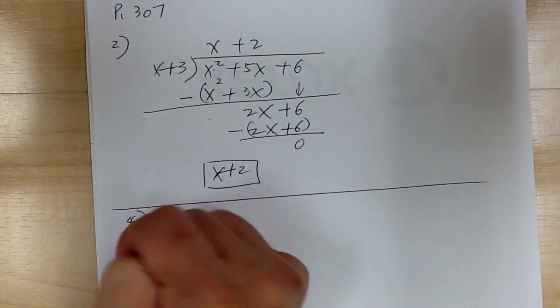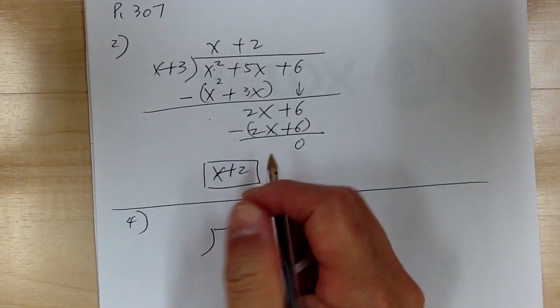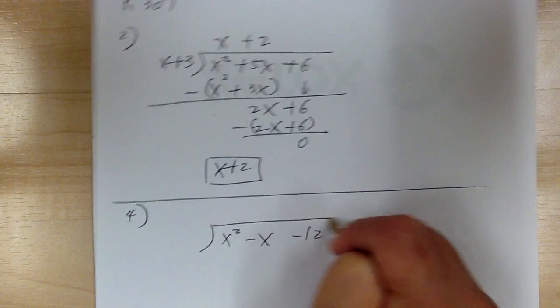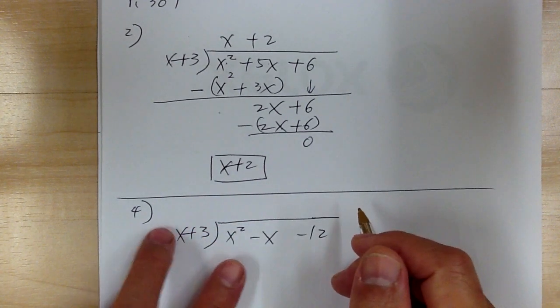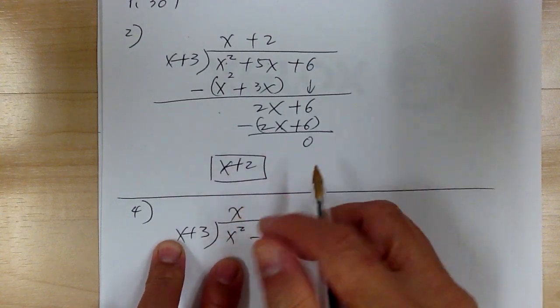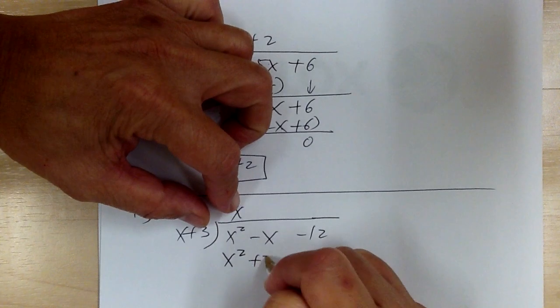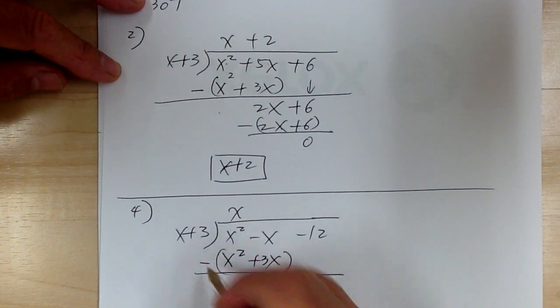Okay, let's go to number 4. Number 4, you have x squared minus x minus 12 divided by x plus 3. Okay, so you can look at the first term, so you need to have an x. So multiply, so you got x squared plus 3x. So draw the line, put in parentheses, minus.